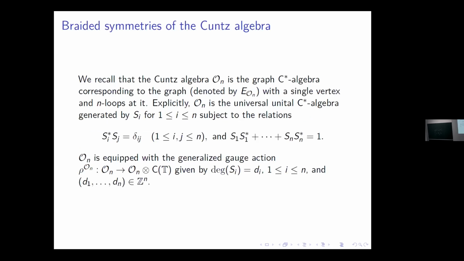We would now move on to the final part. So we compute the braided quantum symmetry of the specific example of the Cuntz algebra. So it is the graph C-star algebra of the n wedges of circles. So you have a single vertex and n loops. So it is explicitly the universal unital C-star algebra, which is generated by partial isometries s_i satisfying the relation. So O_N also carries a generalized gauge action, which then provides each partial isometry with degree d_i, where d_1 through d_n is an interval of integers.